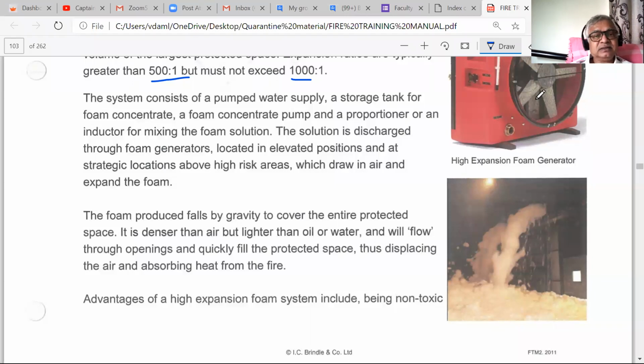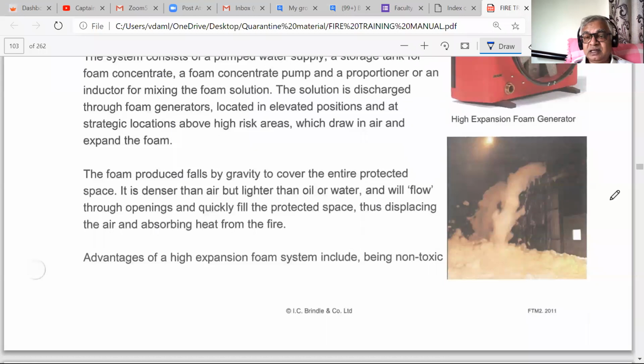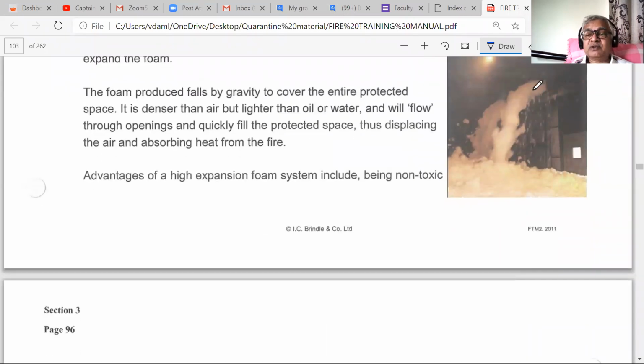The other one is where you produce foam and deliver it through ducting. Ducting is a big thing. Earlier, what we saw, medium expansion foam was delivered through pipeline. But here, you will be delivering it through ducting. The picture here is giving a little bit of an idea. This is how the foam will be delivered, because it is coming in a duct, like AC ducts.